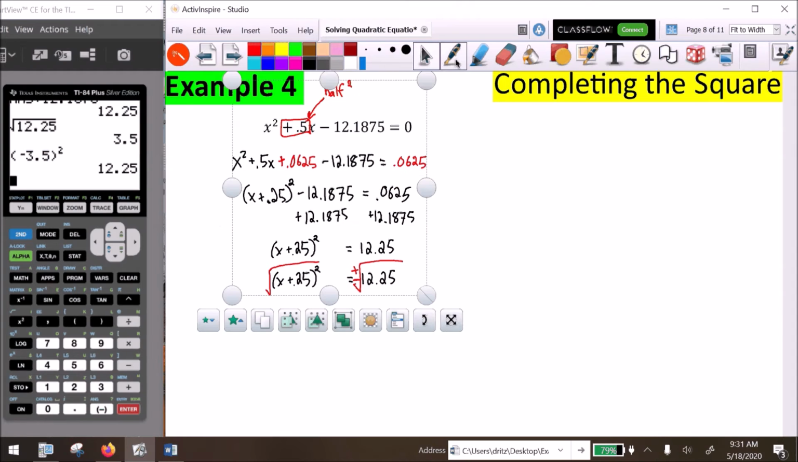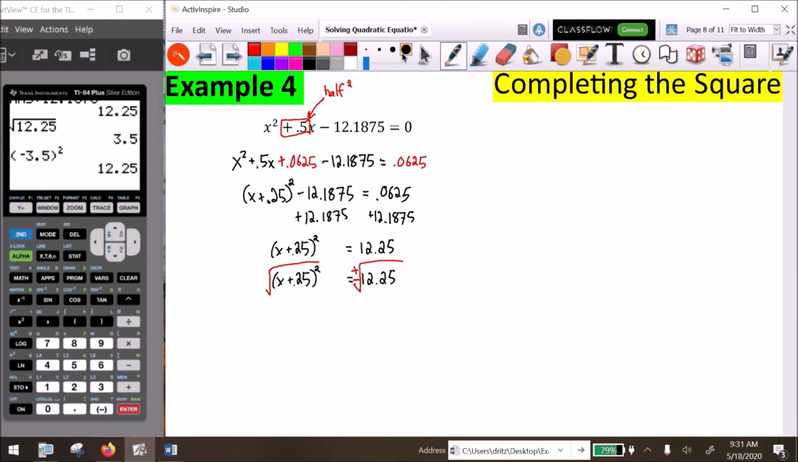So we are, the square root gets rid of the squared of that x plus 0.25 squared. So that's no longer squared. The square root got rid of that. The answer to the square root of 12.25 is equal to 3.5, but it's also equal to negative 3.5. And we have to consider each of them independently, the positive square root and the negative square root. Now we solve each one of these equations, and then we'll have our answer.